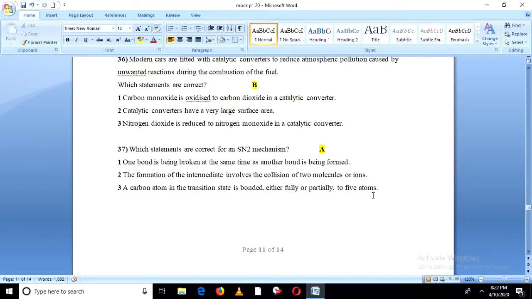This is also true because in the slow step a transition state is formed in which the carbon atom has a valency of 5 or 5 atoms are attached to it. All three statements are right. So our best suited answer is A.